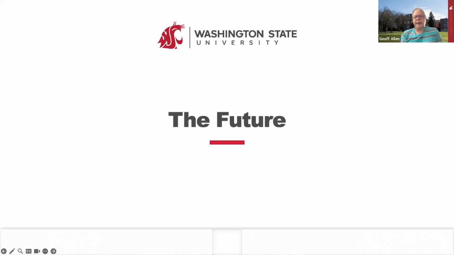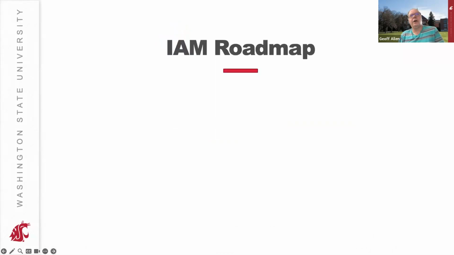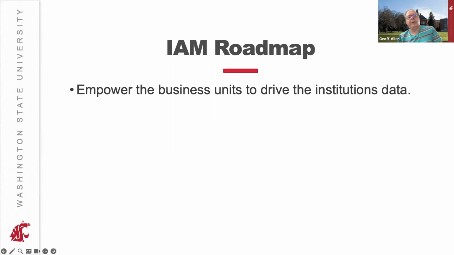So we're just starting on executing an IAM roadmap. We have a lot of future plans for our identity management, and a couple of big idea thoughts for what we're trying to do with this roadmap. We want to empower business units to drive the institution's data. And by that, we simply mean if it's employee information, it ought to come from Workday.